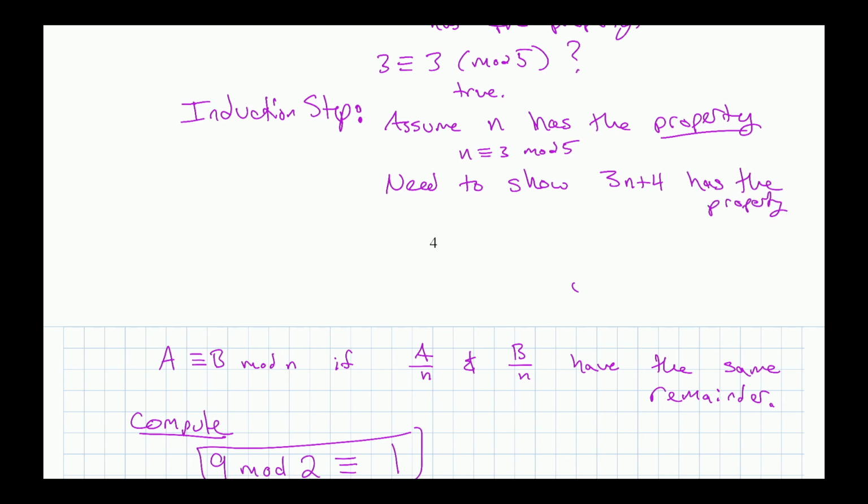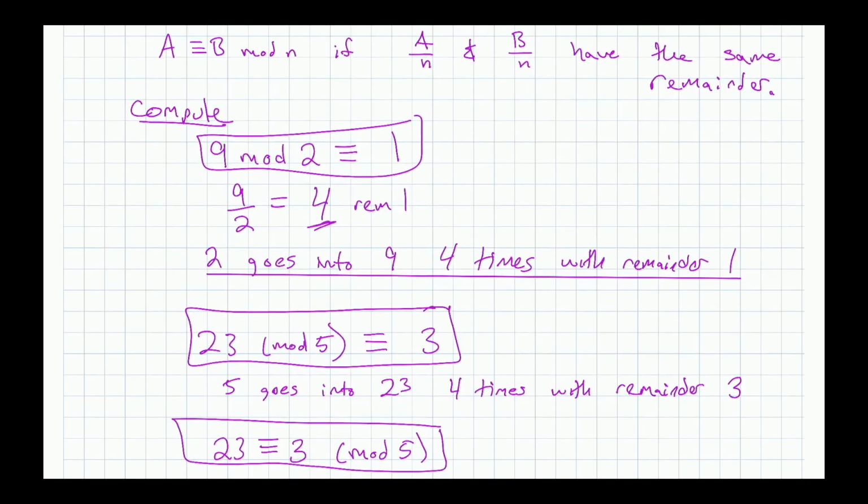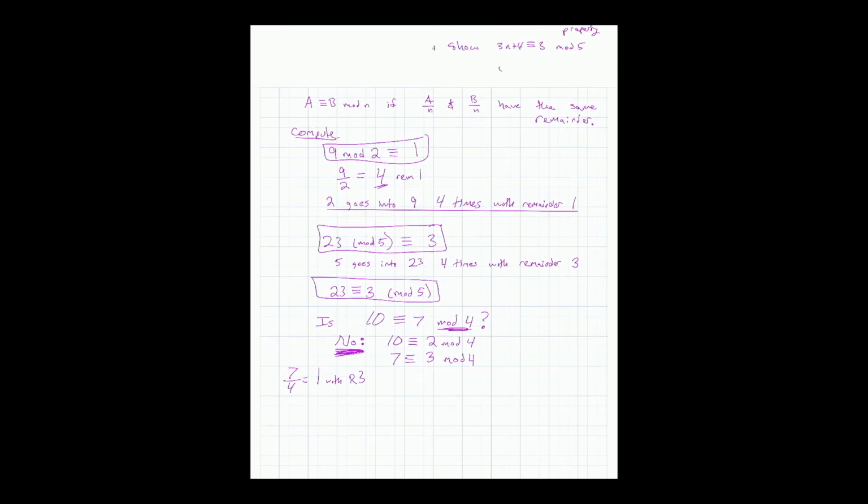So we would need to show that 3n plus 4 is congruent to 3 mod 5. Okay, that's what we would be trying to do. We figure out how to do this.